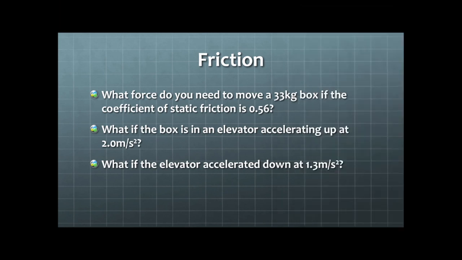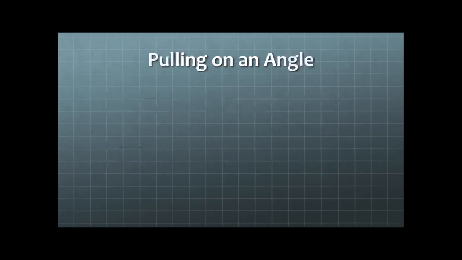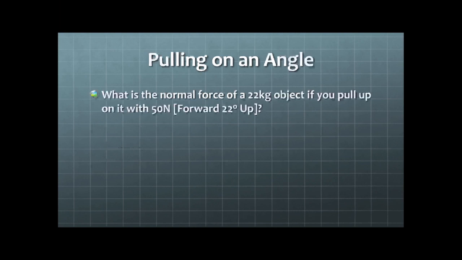Now that we have dealt with the friction of objects being accelerated, let us try to change the normal force in a different way. Another way to change the normal force is for an outside force to act on the object as well. In the next problems, we will start pulling on an angle. For example, what is the normal force of a 22 kilogram object if you pull up on it with 50 newtons forward 22 degrees up?